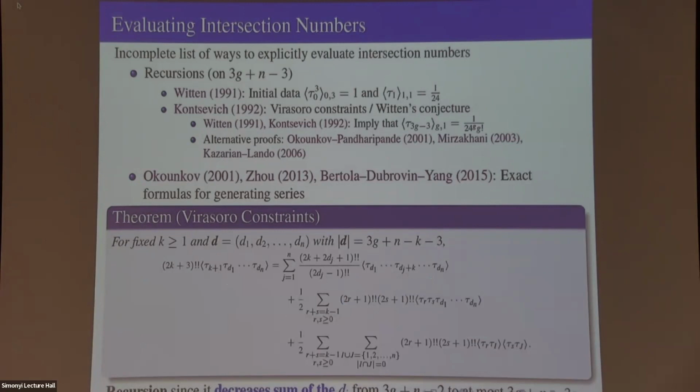Why are they called Virasoro? What does that have to do with Virasoro? Yeah, so you can put together a generating series for these intersection numbers, and then this constraint, this recursion here, is what you get by acting with a differential operator on that generating series. And the differential operator is something that comes from the Virasoro algebra.